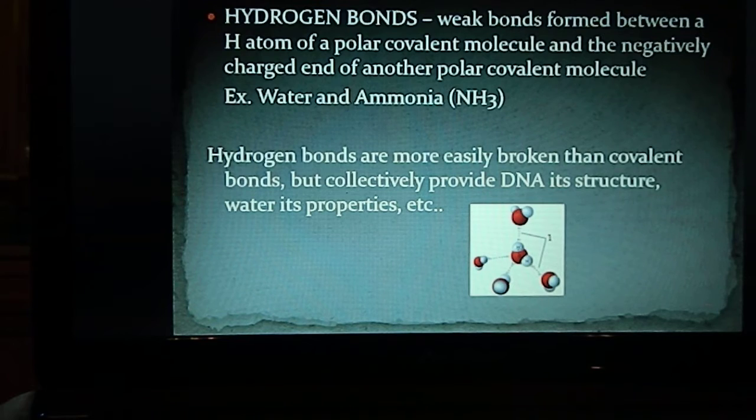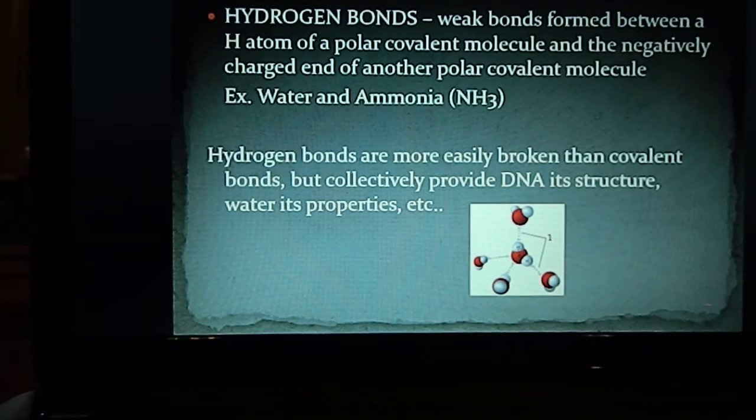We'll talk about that here in a second. But hydrogen bonds are really important because they're more easily broken than the covalent bonds, but they provide structure for certain molecules, especially DNA. DNA structure has two strands that are kind of twisted in a spiraling staircase structure, right? And those two strands are held together because of these hydrogen bonds. Water makes droplets because of hydrogen bonds, all right?